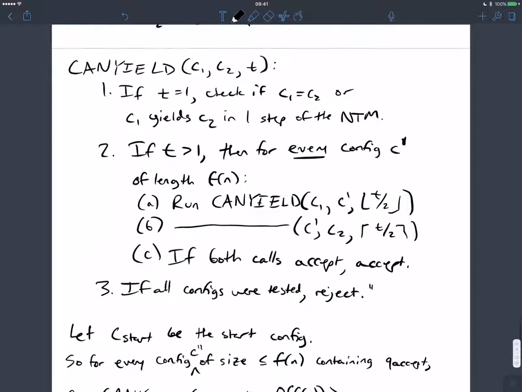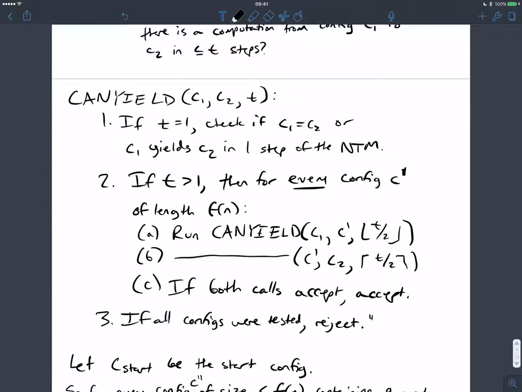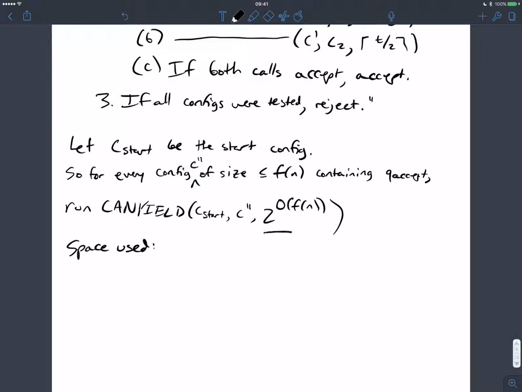Well, we called this function with 2 to the O of f of n steps. I've got to store that number somewhere, right? And it's an exponential number, so maybe I'm using an exponential amount of space right now to even store that number. Or am I? No, what should I do to avoid that? Well, how can I store a number really efficiently? How about binary? Yeah, binary.